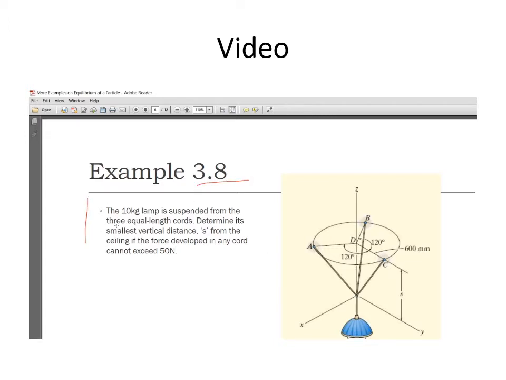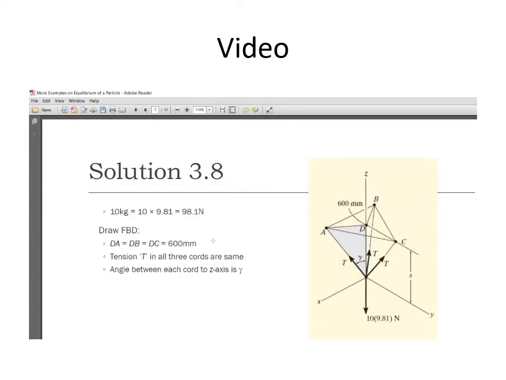The question here is saying that the 10 kg lamp is suspended from the three equal length cords. Determine its smallest vertical distance S, which is this, from the ceiling if the force developed in any cord cannot exceed 50 Newton. So basically, what we have to find is the vertical distance S. For better understanding, let's take this point as O.